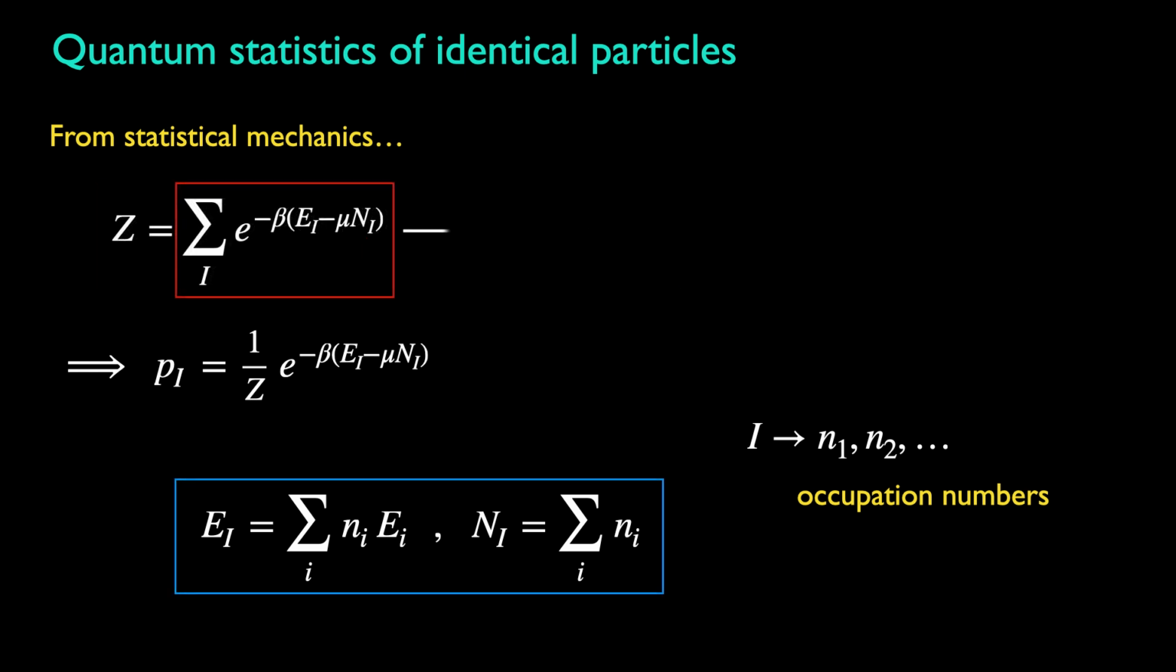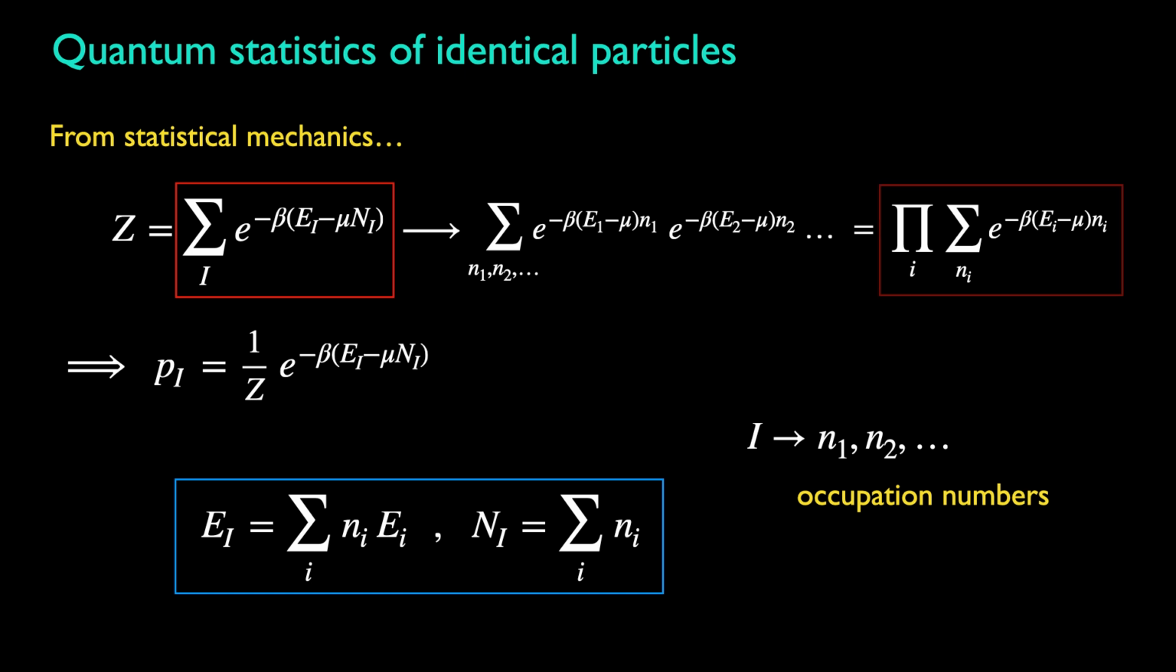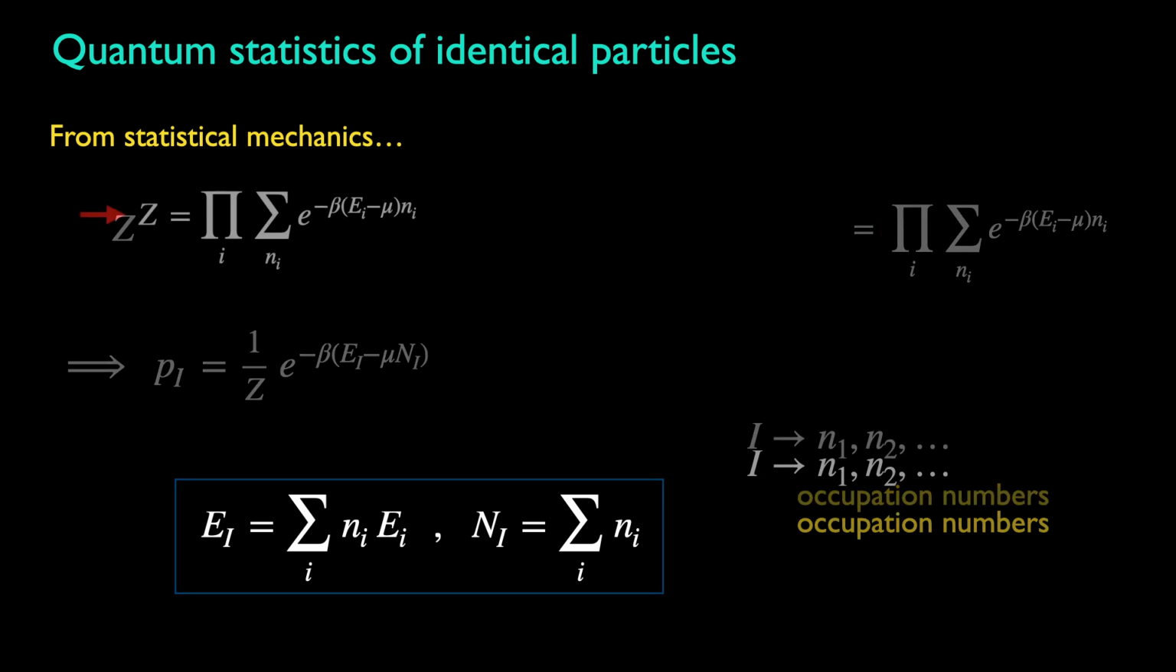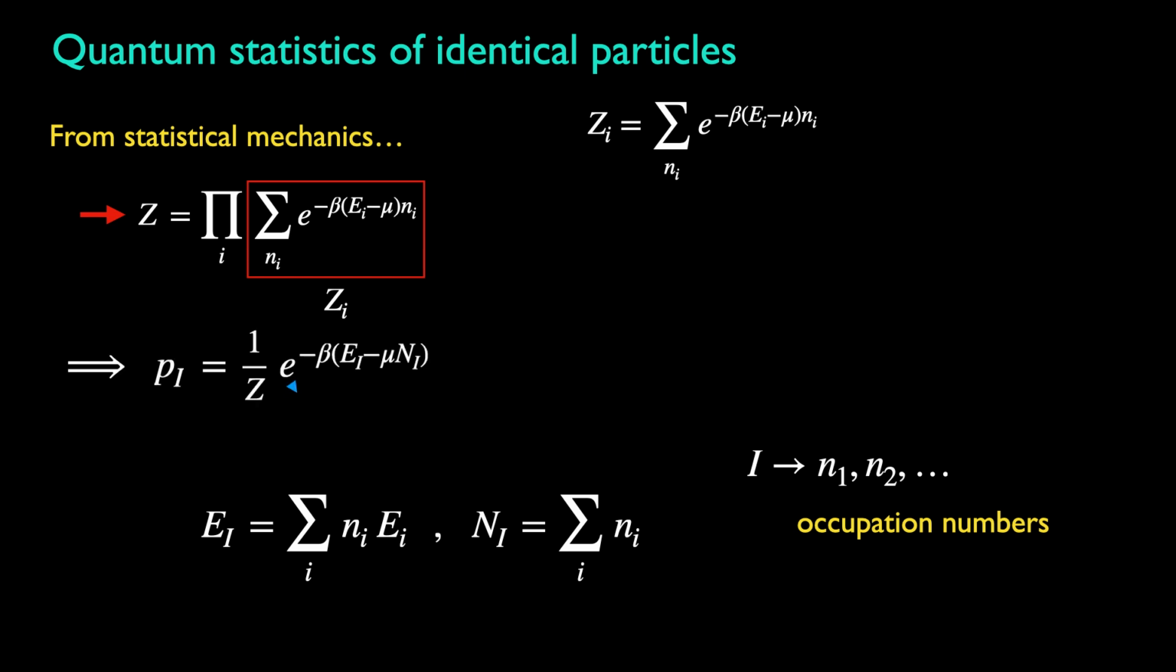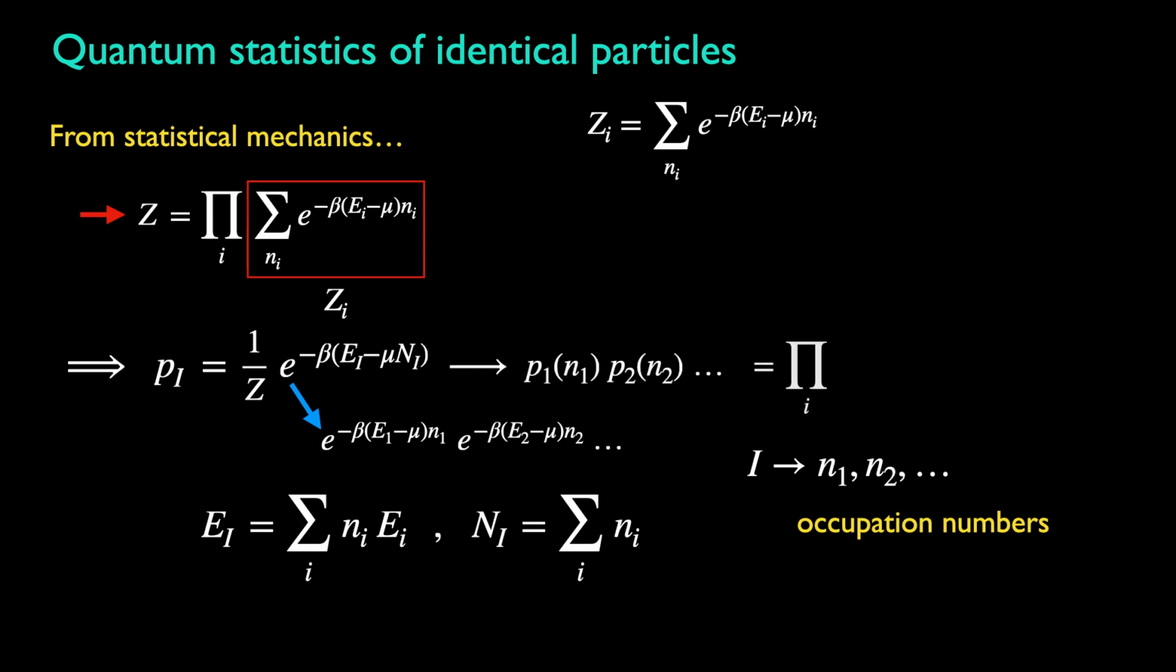Now we can rewrite the partition function of the system in terms of the occupation numbers by using the relations below. This multiple sum factors out nicely in the product of contributions from each single particle state. We can view each term in the product as a partition function for each single particle state, Zi, and because the Boltzmann weights are similarly factorized, the probability P_I also factorized into the product of probabilities.